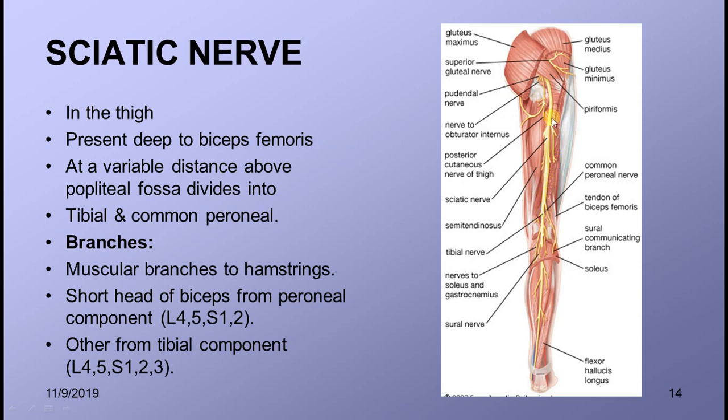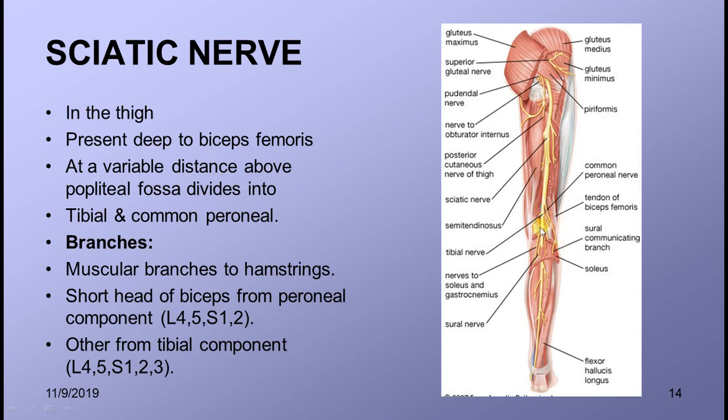So before that it gives muscular branches to the hamstrings: semimembranosus, semitendinosus, long head of biceps, and ischial part of adductor magnus. The common peroneal nerve, the root value is L4, L5, S1, S2, and the tibial component, the root value is L4, L5, S1, S2, S3. Biceps femoris is actually supplied by the peroneal component of the sciatic nerve.